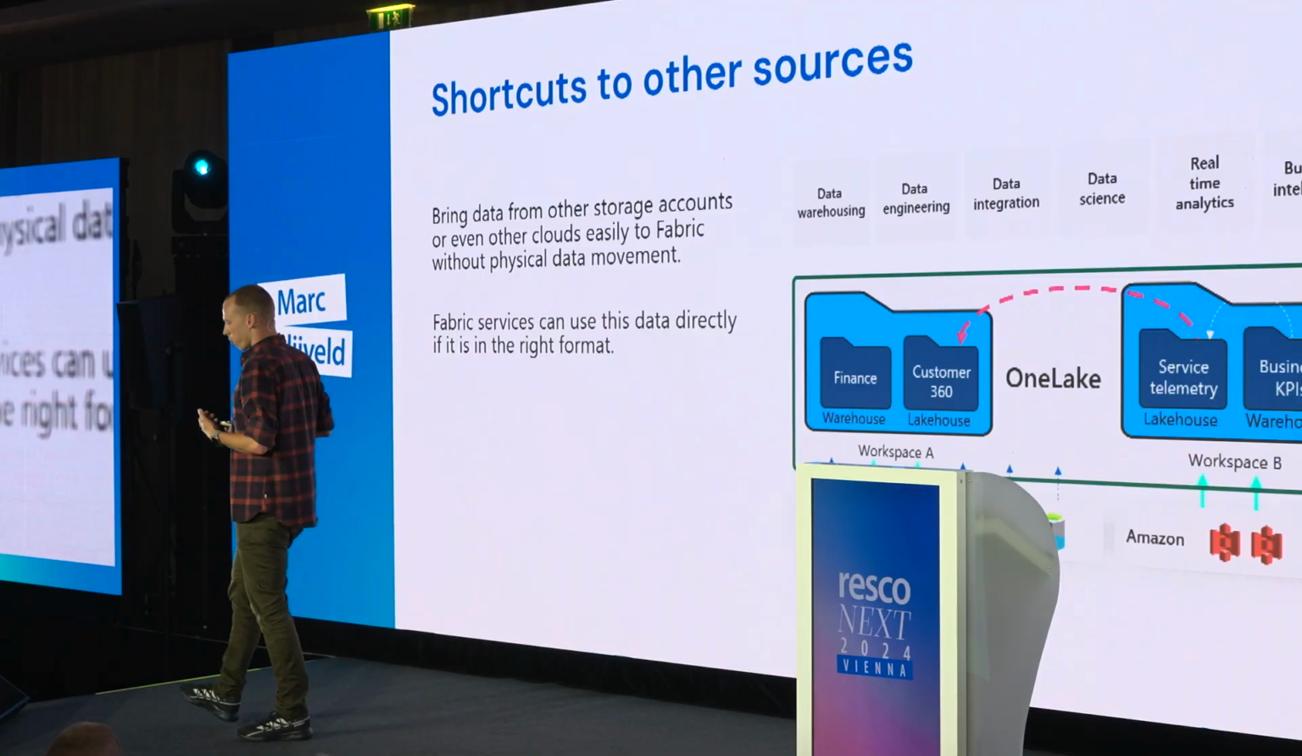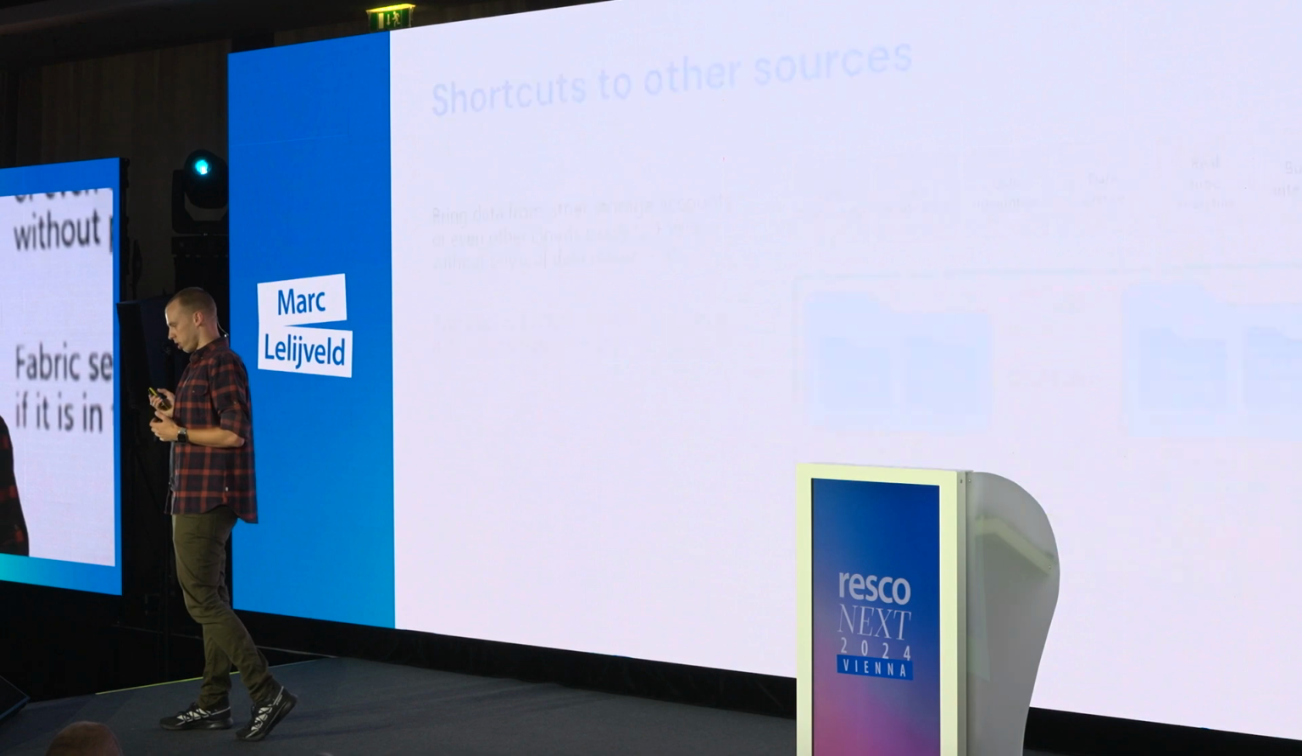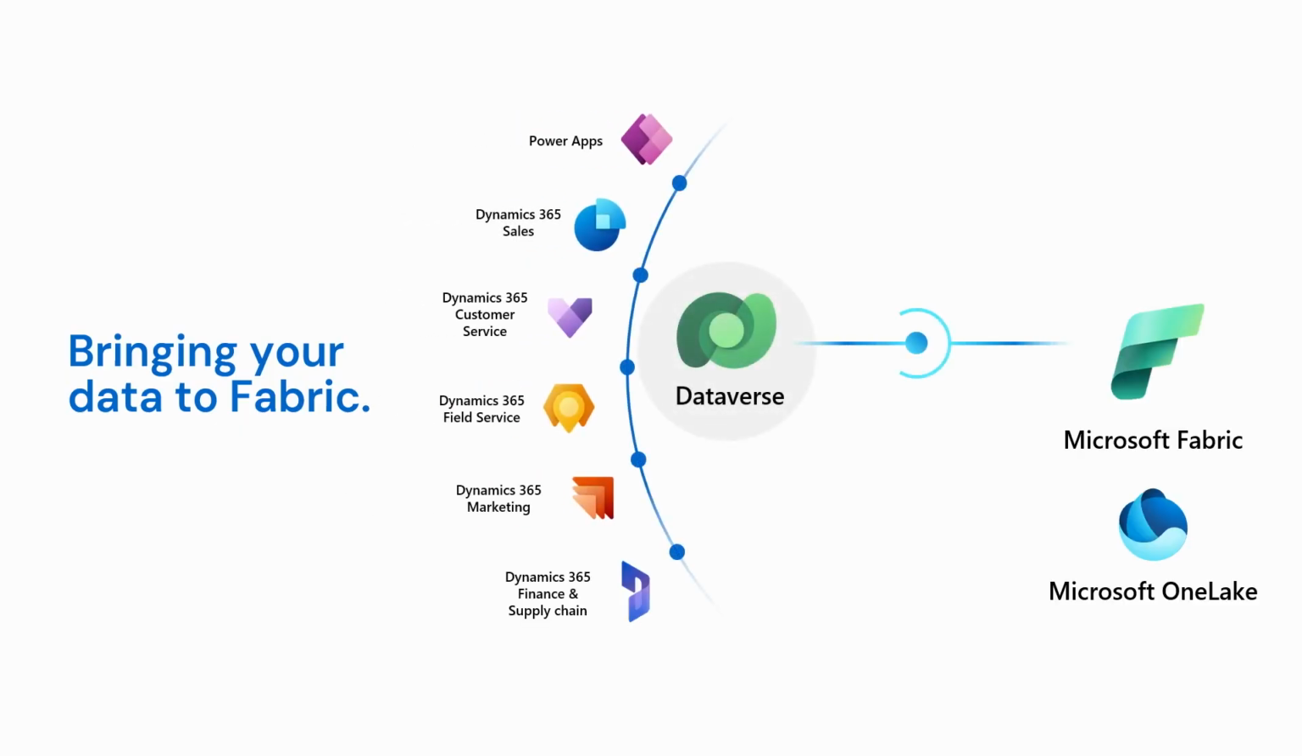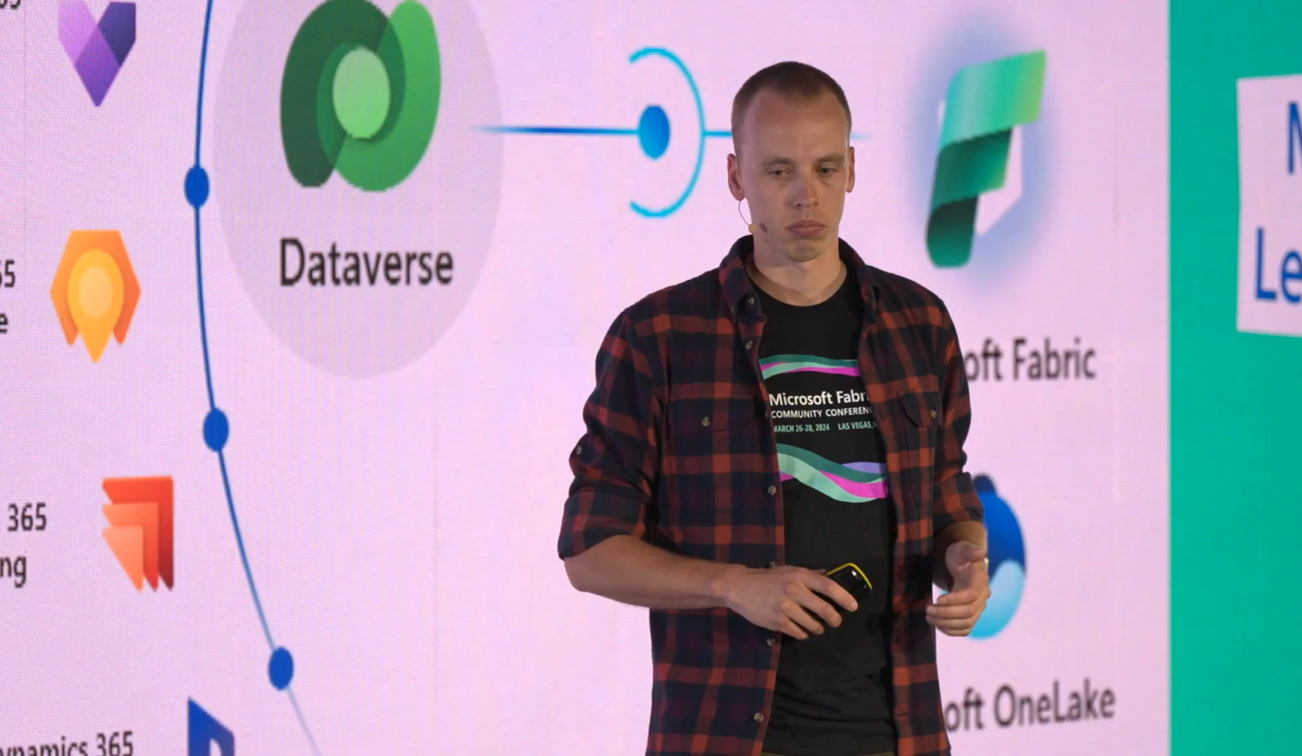Shortcuts also work with any of the Dynamics capabilities. Think about Dynamics F&O, think about field services, CRM. They can all feed data into Dataverse, and from Dataverse we can make that shortcut into Fabric, which allows us, with just a few clicks, to start consuming the data that we collected in any other platform, and start analyzing that data in Fabric.